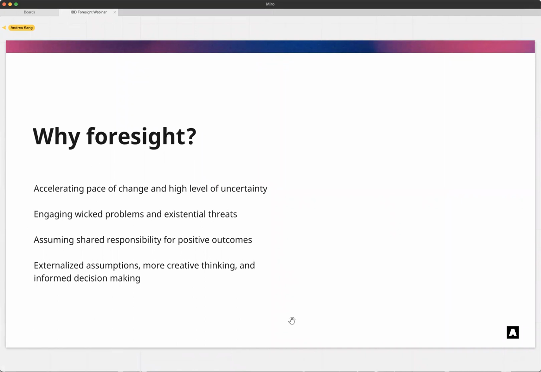So to start, you might be asking, well, why foresight? There are lots of reasons why foresight is, I think, gaining traction in the marketplace and becoming an important topic for leaders and practitioners of all types. And these are just 4 kind of top-level reasons. The first is that it's become almost cliche to acknowledge that we're in a place of accelerating change and high uncertainty. I think we're all familiar with the change bit.